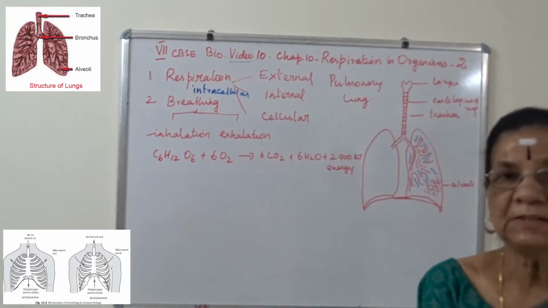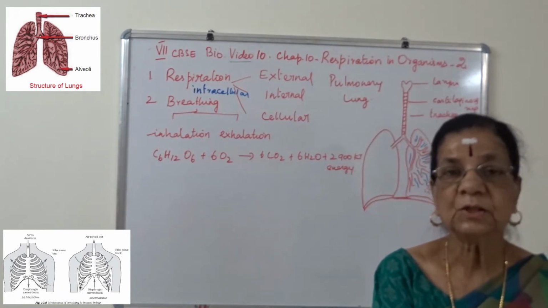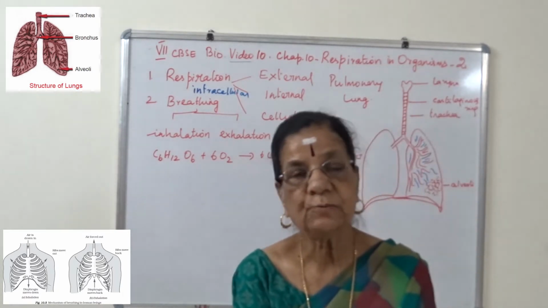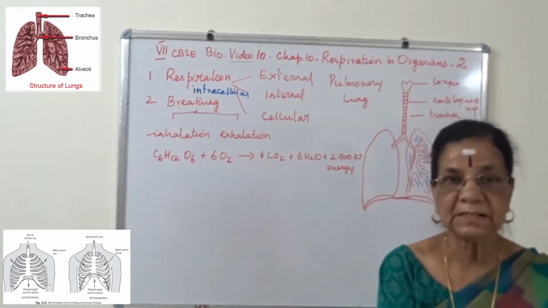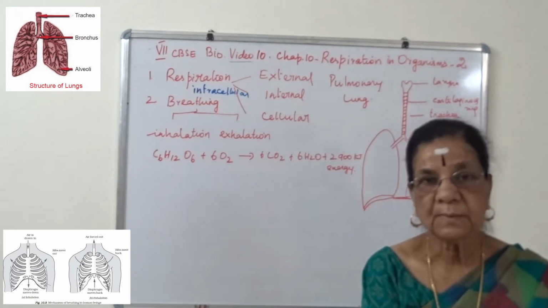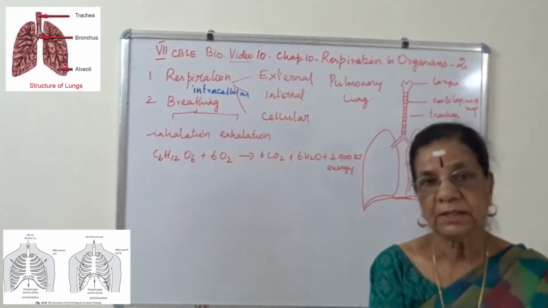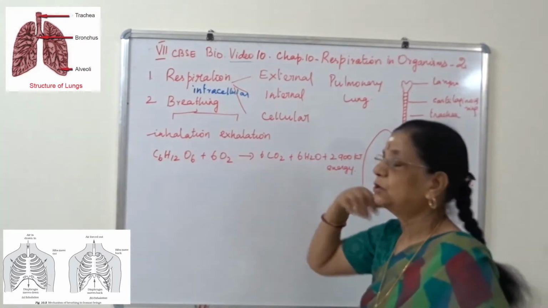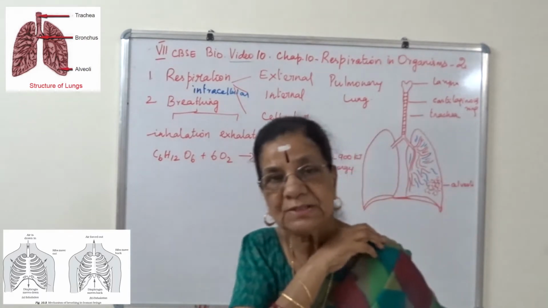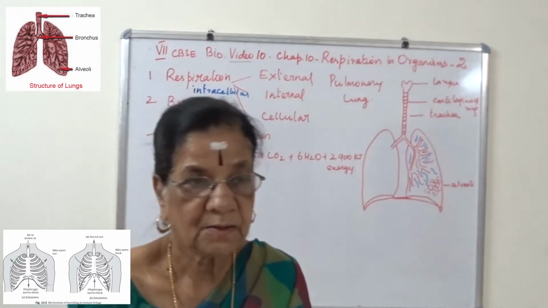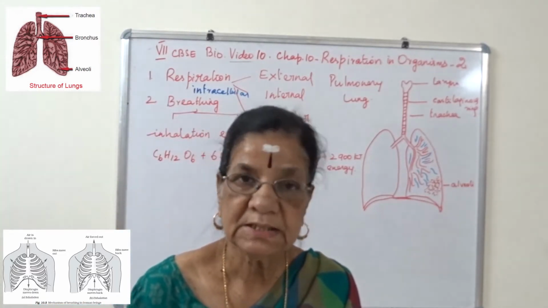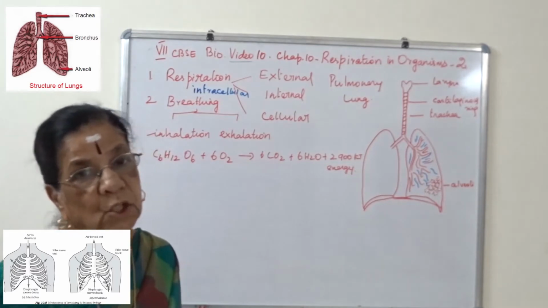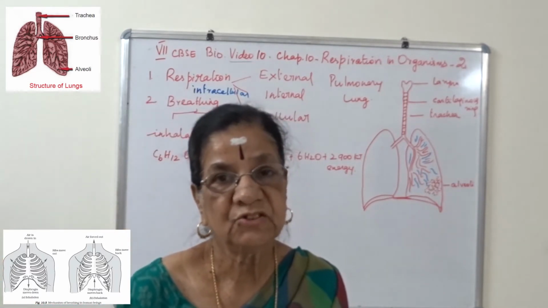What is it? C6H12O6 is glucose. In the presence of oxygen, it reacts to form carbon dioxide plus water plus energy. Okay? So taking in oxygen and giving out carbon dioxide. And the organ taking part in this respiration is the lungs. So when we have this structure of lungs, we call it pulmonary respiration, taking place through lungs.